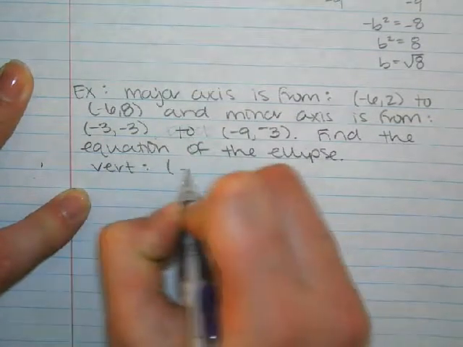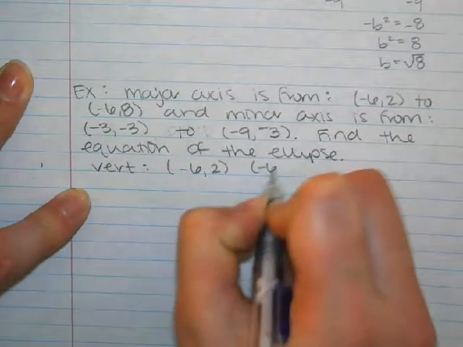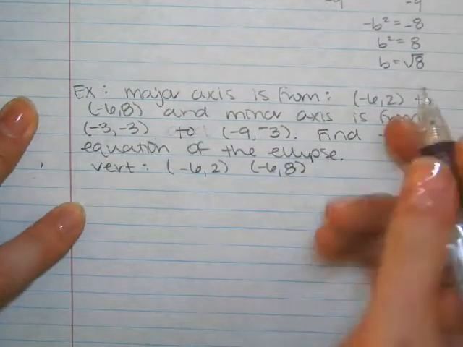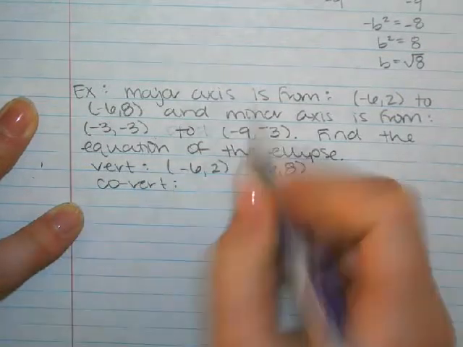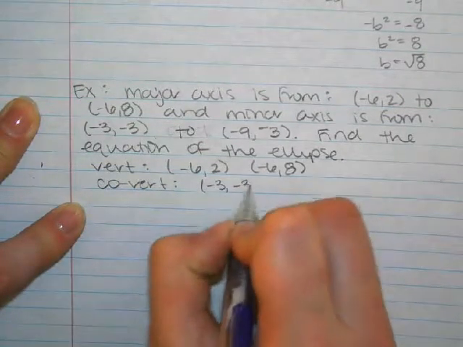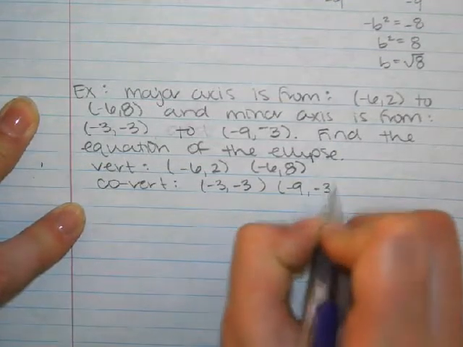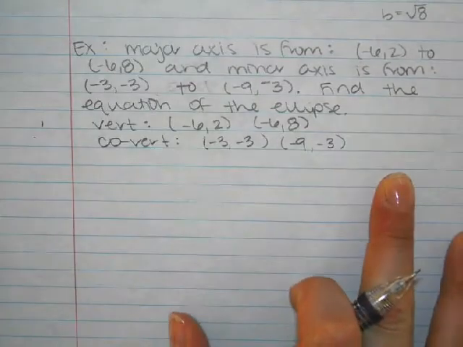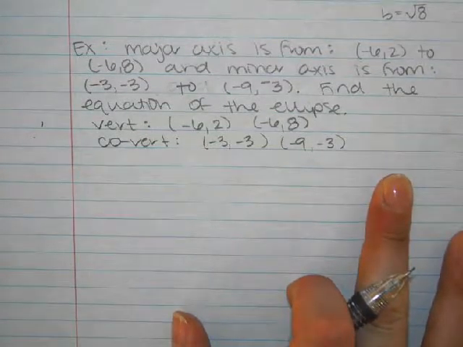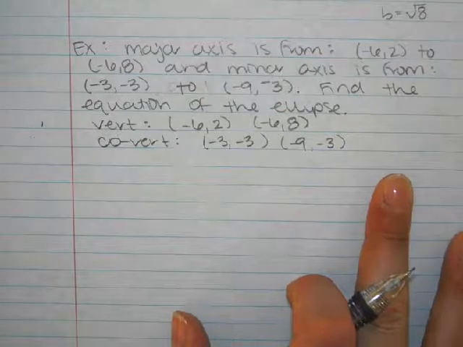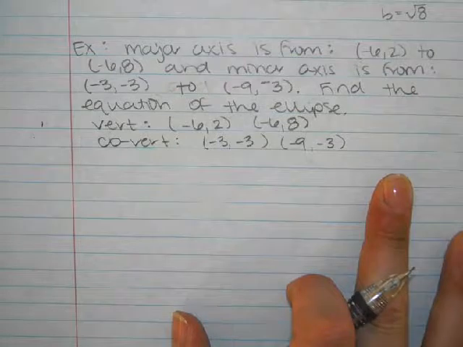And they told us the vertices were at negative 6, 2 and negative 6, 8. And they were talking about the minor axis, but they really meant the co-vertices. And that was -3, -3, and -9, -3. So when we go to write the equation of an ellipse, what's the first thing we typically want to find? The center. That's the majority of the equation, right? So if we have the vertices or the co-vertices, we don't have to use all 4 of those points, but we can use some of them to help us figure out what the center is. How do we do that?